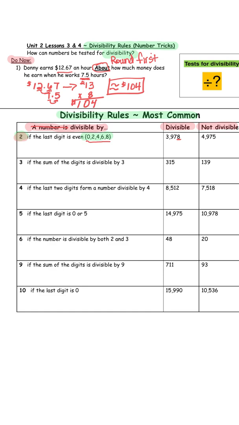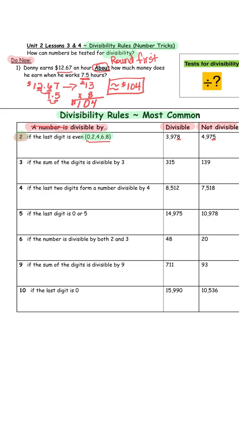Okay? If we look at the not divisible column, 4,975, that ends in the number 5. Therefore, the number 2 would not divide into this number evenly. There would be a remainder. So therefore, it is not divisible. Let's take a look at the next one.